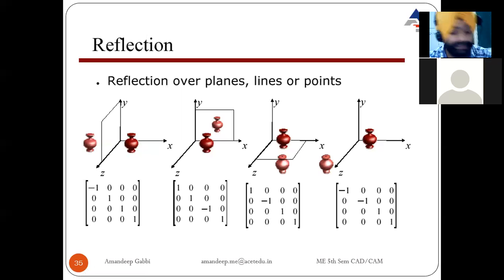So this is the chapter related to transformation. So we are finished with this chapter.